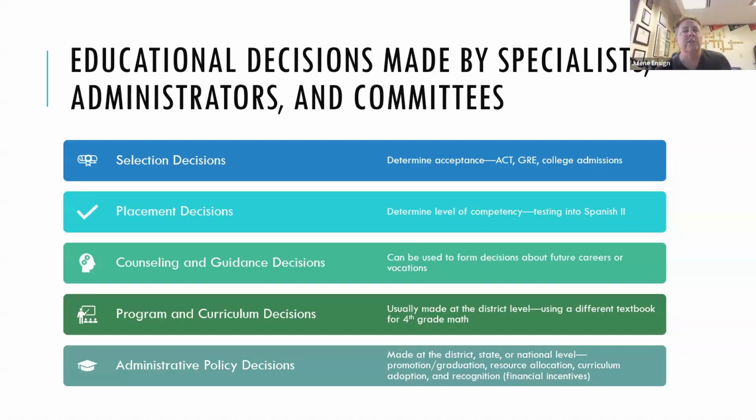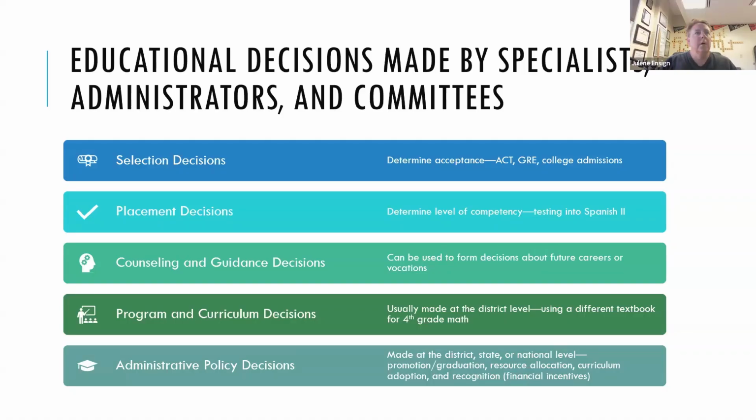So there are also educational decisions made outside the classroom, and these are made by specialist administrators, different committees. So I gave you a couple examples here. These are the ones that the book talks about. Selection decisions, and for you guys, like with ACT, you didn't have to do GRE for grad school, but some grad schools require that. Your college admission to Truman, there's a committee of people who make those decisions, and it's based on a lot of different things. It's not just an ACT score.